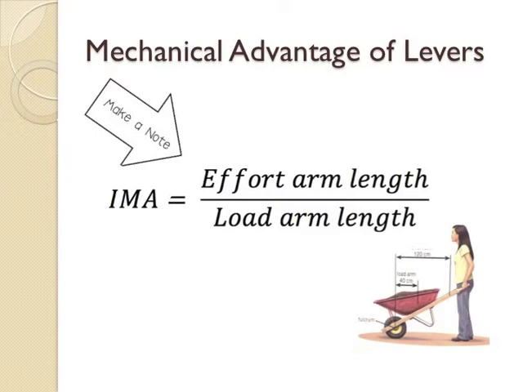This is important, so be sure you take it down. The ideal mechanical advantage of a lever is the length of the effort arm divided by the length of the load arm. The units aren't important as long as they're the same.